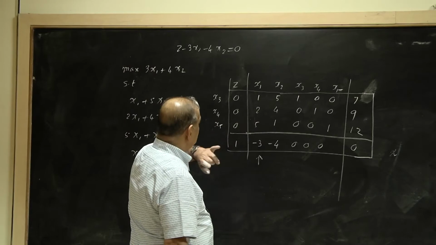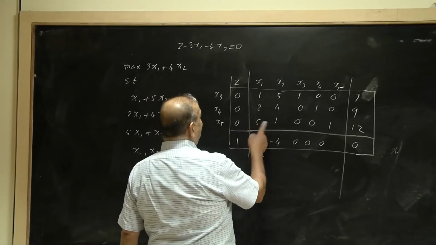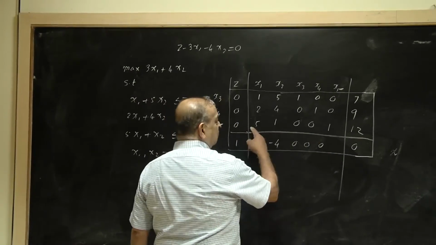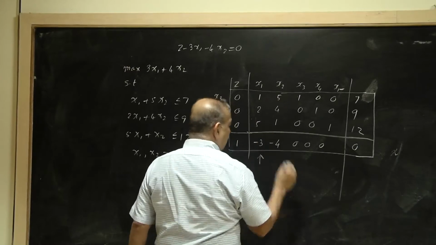So now what I did previously was, I said you take this ratio: 12 over 5, 9 over 2, 7 over 1.